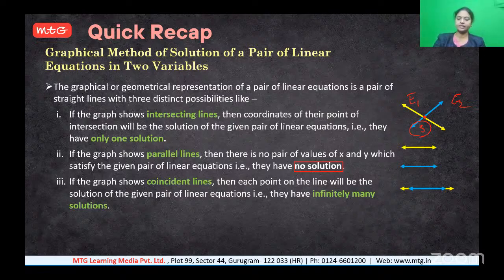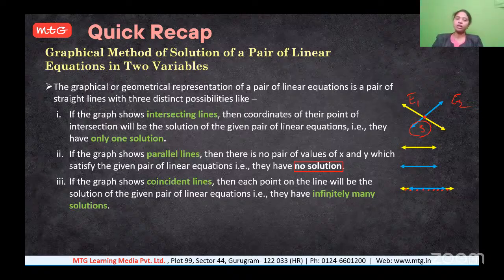In such cases, you can observe, once the two lines are coinciding, what is happening over there? All the points of the first line are also the points of the second line. So, they have infinite solutions. All these infinite solutions will be common for the first equation and the second equation as well. In that case, they have infinite solutions.